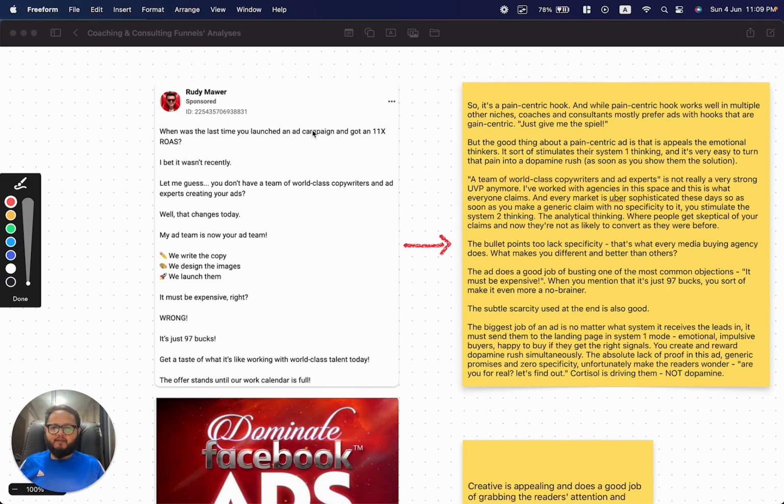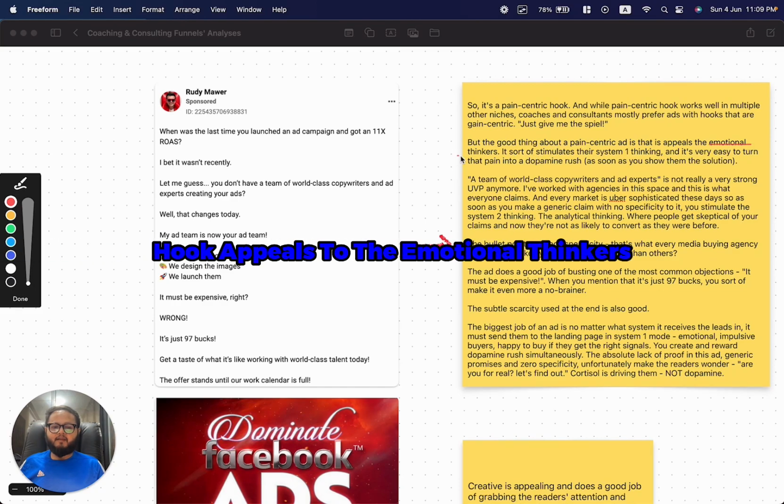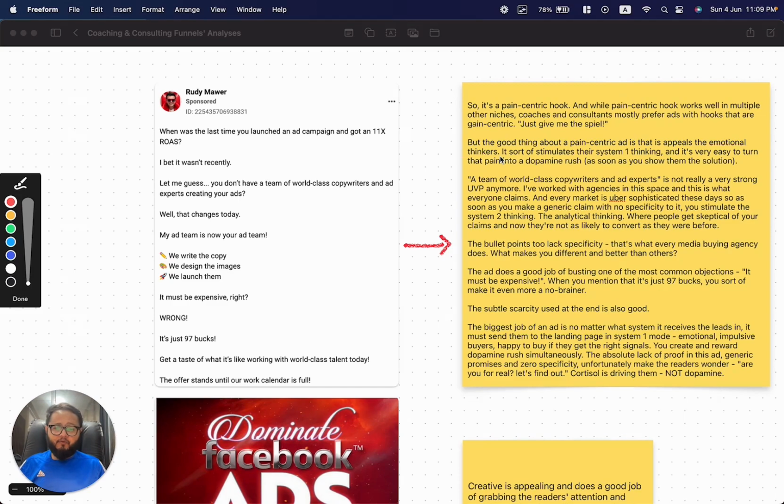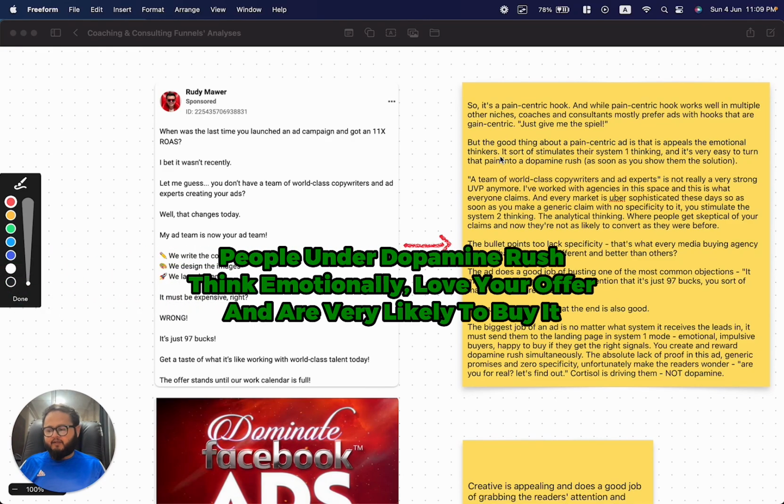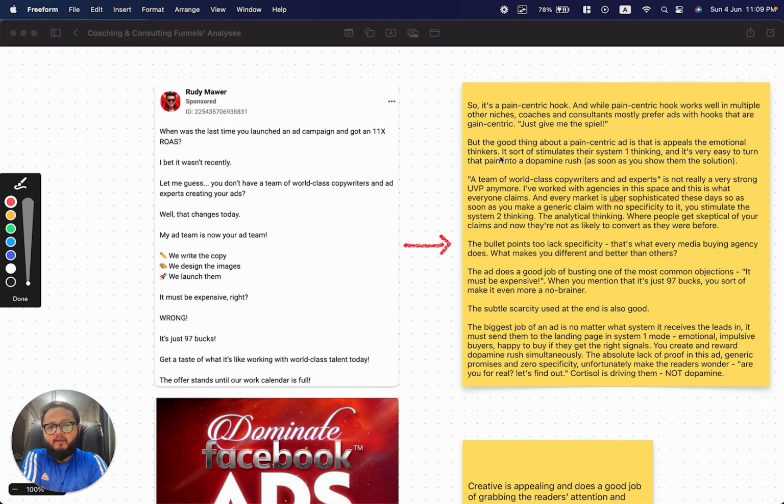So if this is not a good hook, then why do I like it? Why do I think this is something very smart? The reason is that it's basically appealing to the emotional thinkers. This is where neuromarketing, for example, becomes relevant. There are two types of people: people who are under a dopamine rush, and people who are under a cortisol rush. Dopamine guys are thinking emotionally, they are thinking favorably of your offer, they already like what they see, and they are very likely to take action, so they are your ideal target customers.